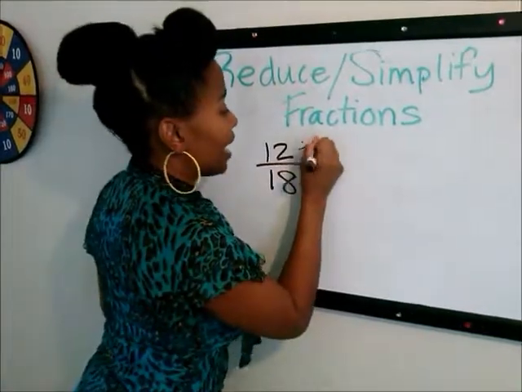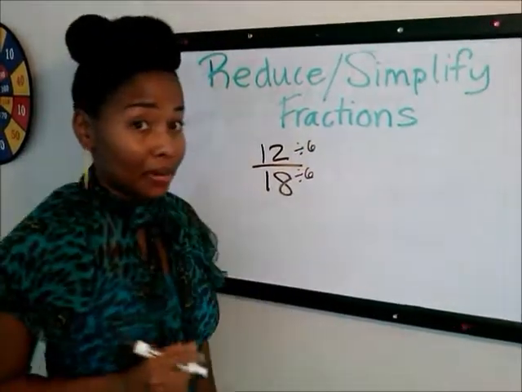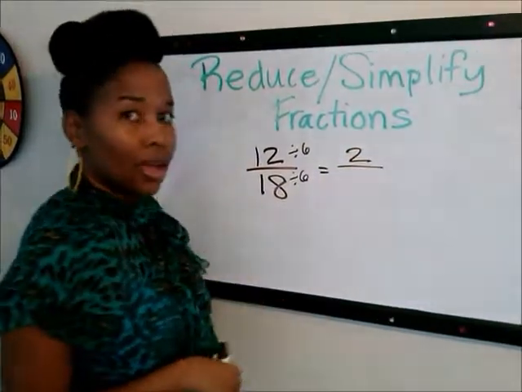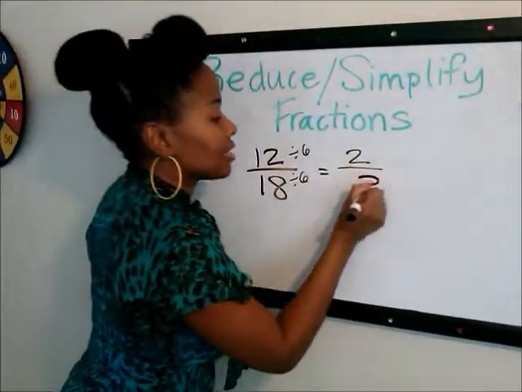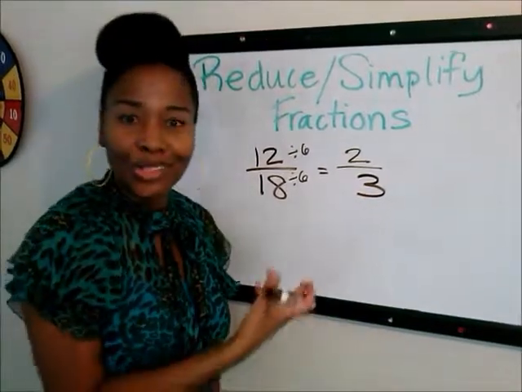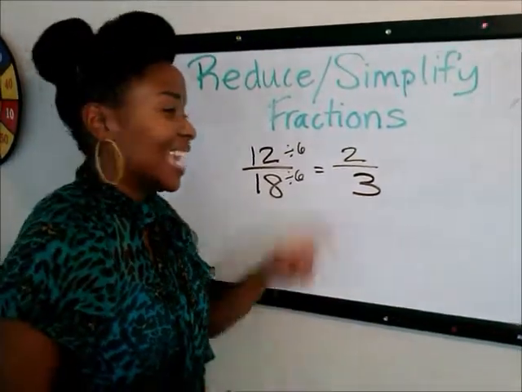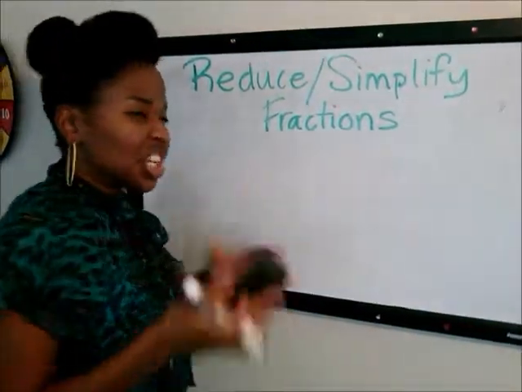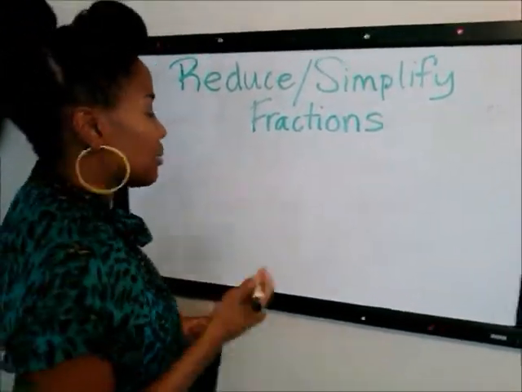So I'm going to divide the top and the bottom by 6. 12 divided by 6 gives me 2, and 18 divided by 6 gives me 3. Wow, 2/3 again, just like the last one. Can't go any lower than this. We're going to keep trying a few more examples to get used to it and get some practice going.